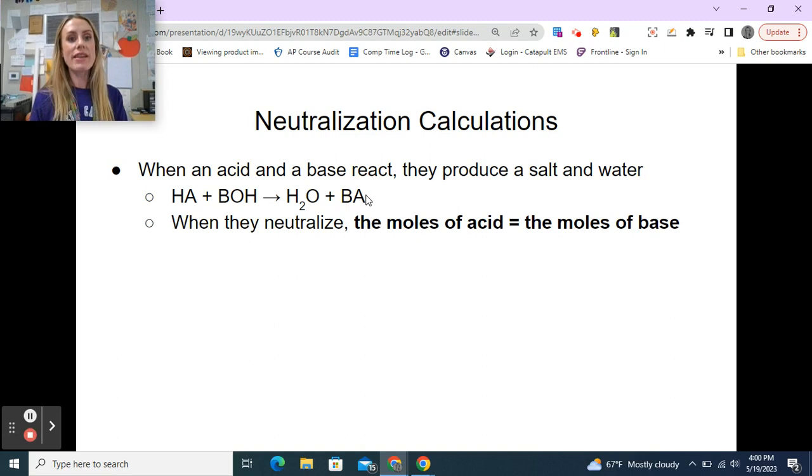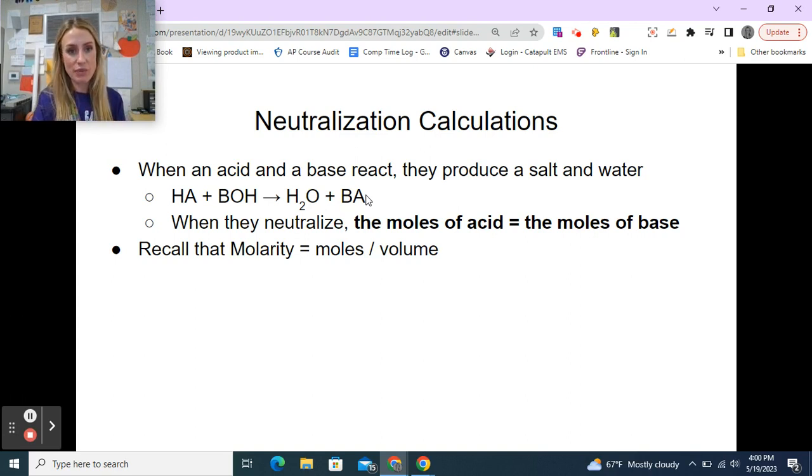So when these things neutralize, like I said, the moles of acid or H plus have to be equal to the moles of base, OH minus. When these things are equal, they neutralize because they become water, and therefore we get a pH of 7. So remember, we have that molarity equation that we learned last unit. Our molarity equals moles divided by volume. If I solve for moles in this equation, I get molarity times volume. I just multiplied both sides by volume.